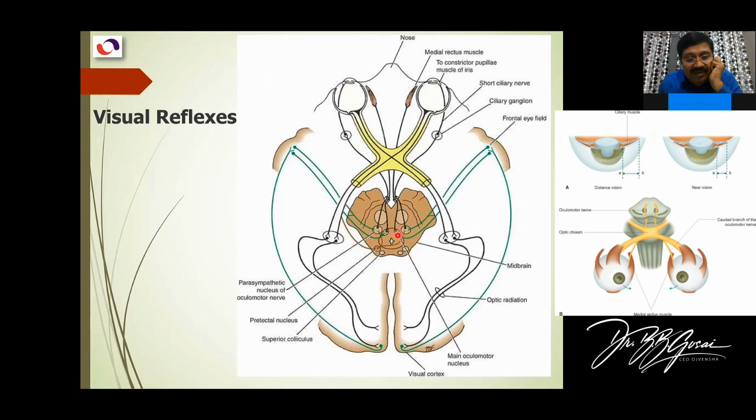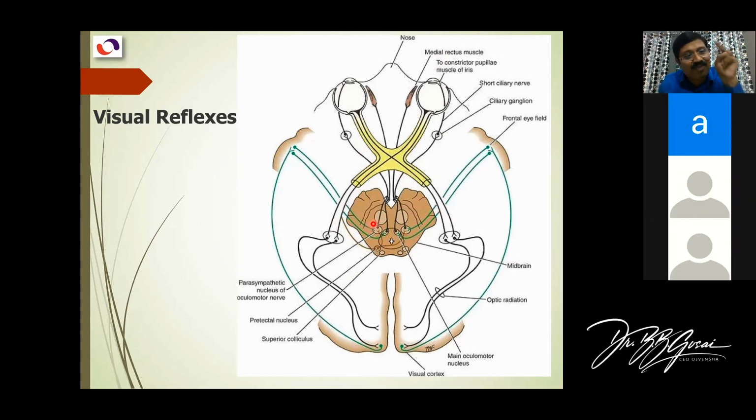Does it go from one side, or does it go from both sides, left and right? No. Suppose this is where the light is shone. These fibers will go from here to both sides. If the light is shone on this eye, the fibers will go here, and again it will go to the opposite side. So whichever side the eye is, the fibers will project to both nuclei of the oculomotor nerve from the pretectal nucleus. Clear? So the brown fibers will project to both sides. Clear? So that's why both pupils will constrict. So the brown color is for the pupillary reflex and the consensual pupillary reflex.